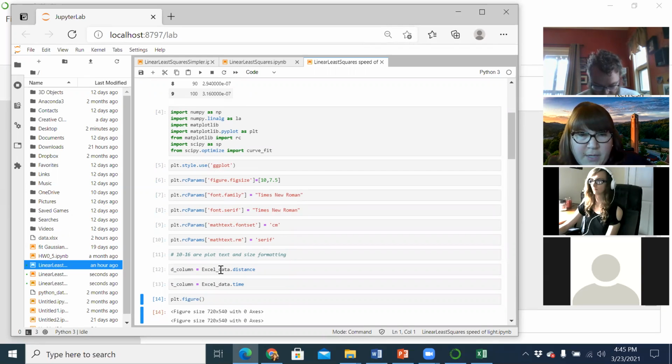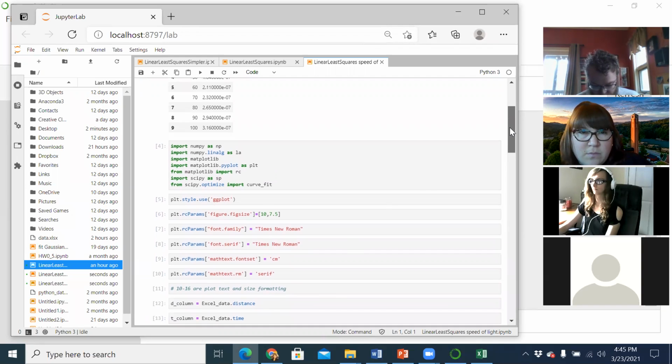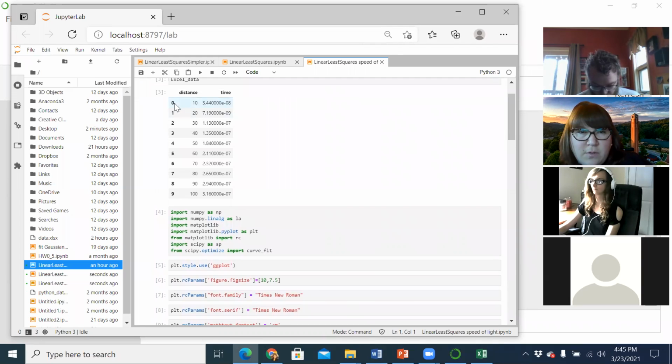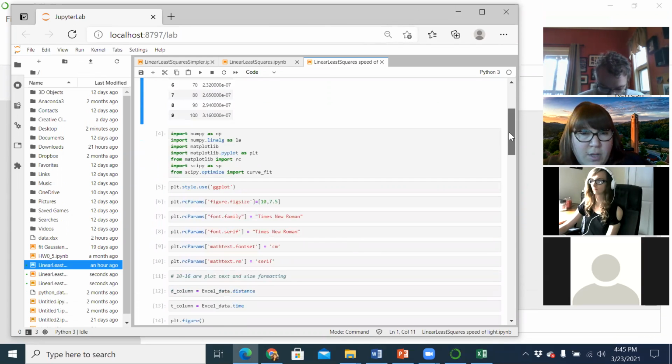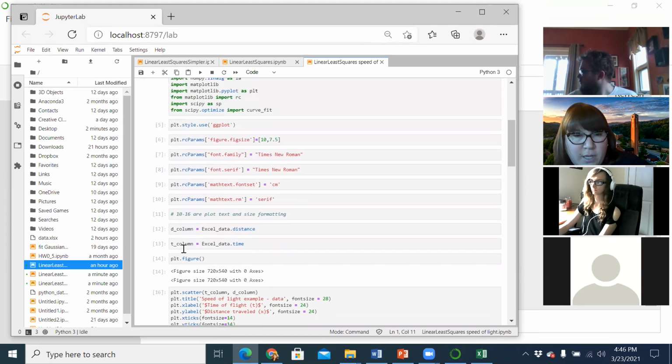I then take that matrix, Excel_data.distance. Python assumes this word up here is the name of your column in your Excel file. You can name a one-dimensional vector something, and then put that data in that column, Excel_data.distance, into this vector. So I call that D column, and for the time I call that T column.